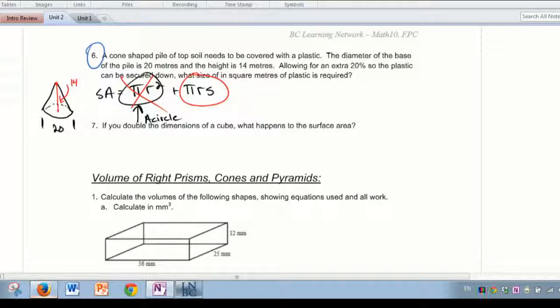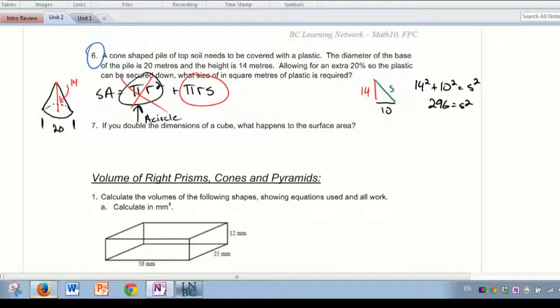I'm going to draw this picture again to figure out my slant height. So I know I have my height. The slant height is the s, which I'm trying to find, and then I have the base, which is going to be 10. The height should be 14. So 14 squared plus 10 squared is s squared. Add those things together. 14 squared is 196. So I get 296 is s squared. Take the square root of both sides.